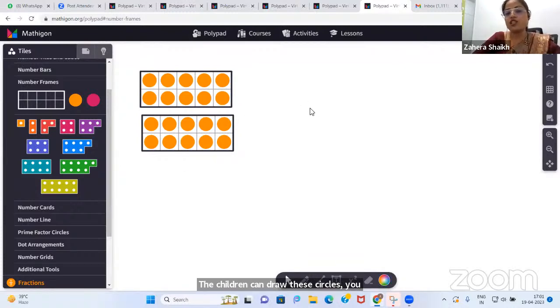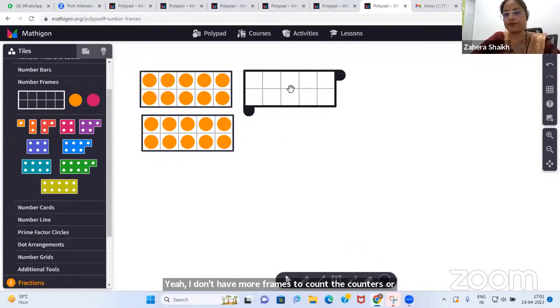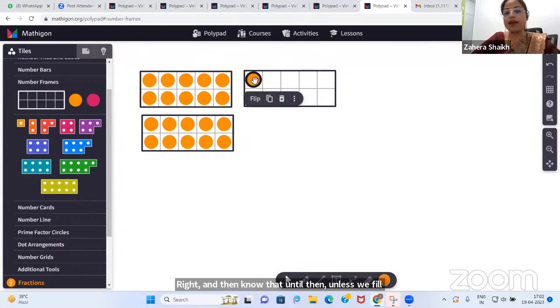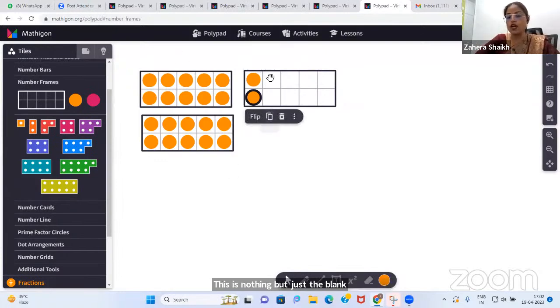Now, if the child has only 2 frames with them, they understand that I don't have more frames to fill the counters. So they have to draw another one, right? And they know that until and unless we fill these frames with counters, I am not able to count anything. This is nothing but just the blank frames. There are no numbers. So now they know 22. 20 and 2 makes 22.